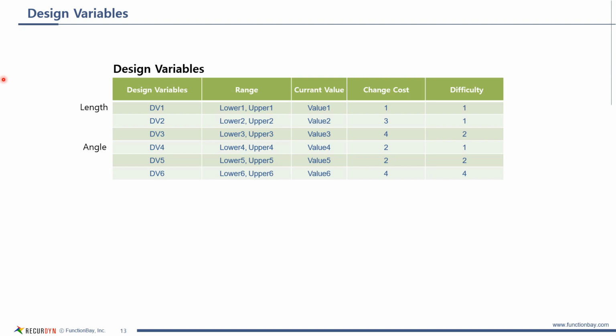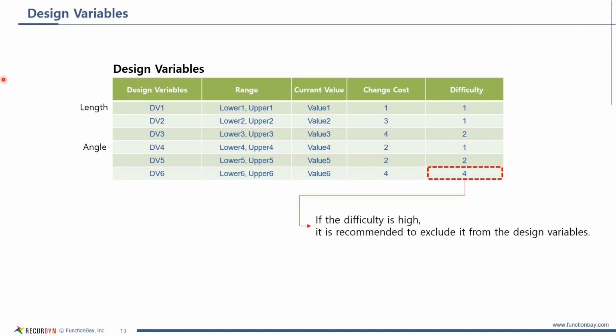Please note that if there are too many design variables, sometimes it is better to exclude some design variables. In this case, it is recommended to exclude the design variables whose change cost or difficulty is high. Of course, if the design variable affects the performance a lot, then it should be included.